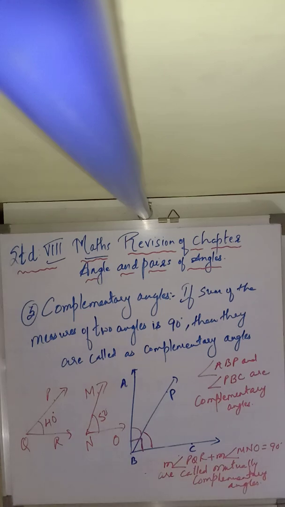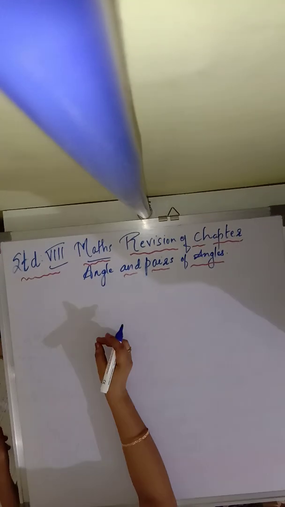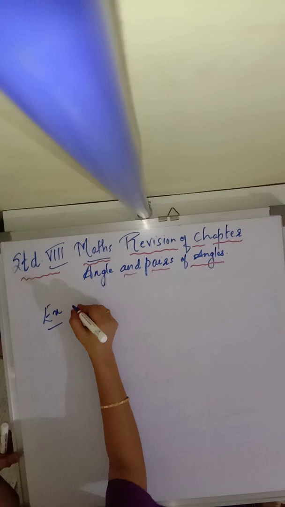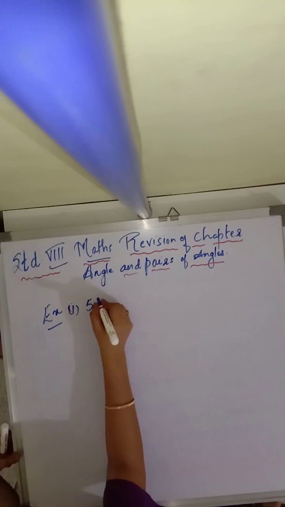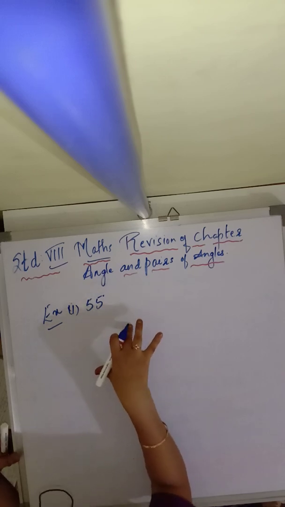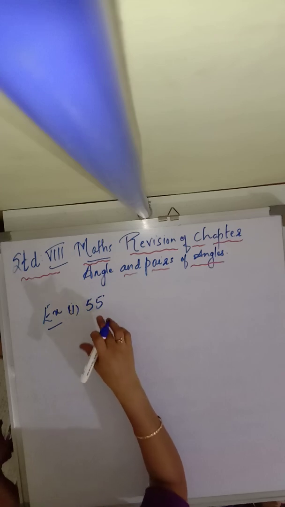Clear children? So as per the definition, if the sum of the measures of two angles is 90 degrees, then they are called complementary angles. Now I hope you have copied the definition. Now I'll give you one more example. Suppose the measure of an angle is 55 degrees, and you are asked to find the complementary angle of this particular angle.